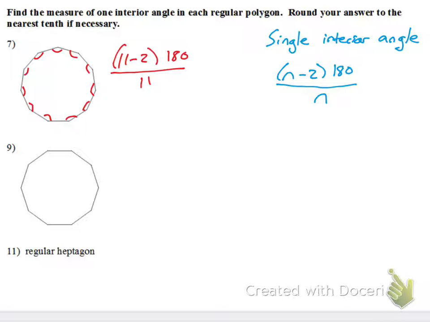So in my calculator, I'm just going to do this. So 11 minus 2 is 9. 9 times 180 is 1620. And I'm going to divide that by 11, and I get a number with a decimal. So it's going to be 147, and then we got to round to the tenth, so it'll be 0.3.